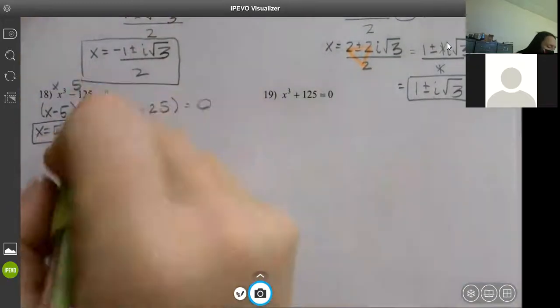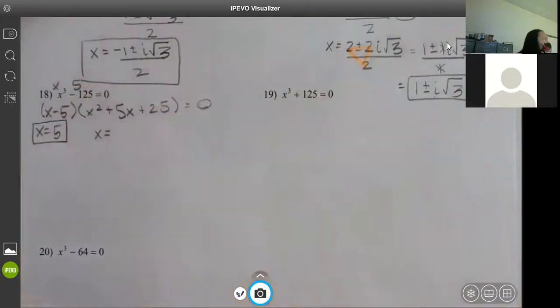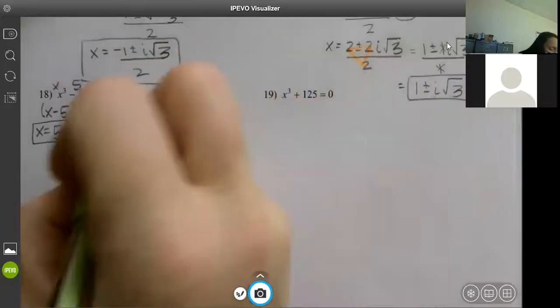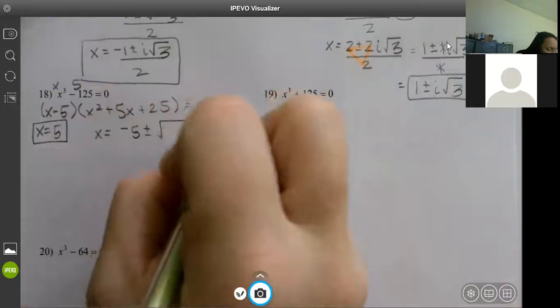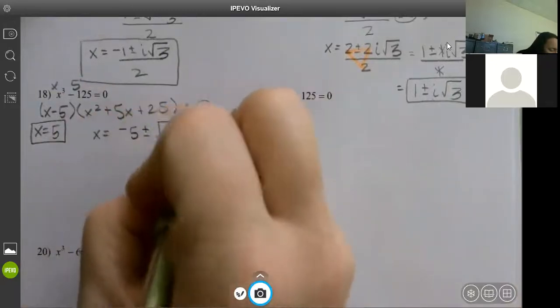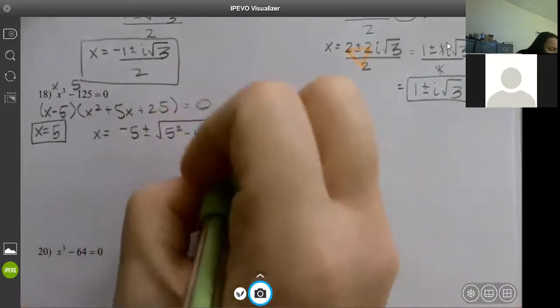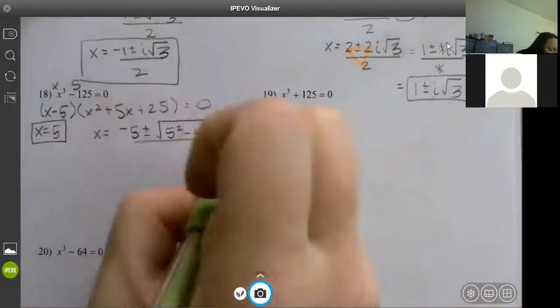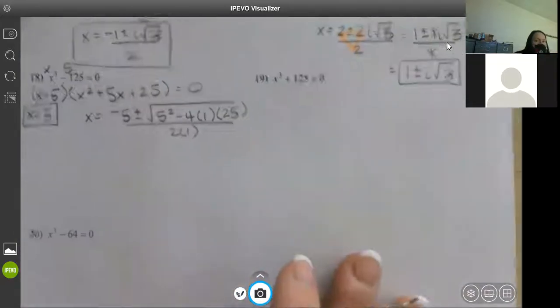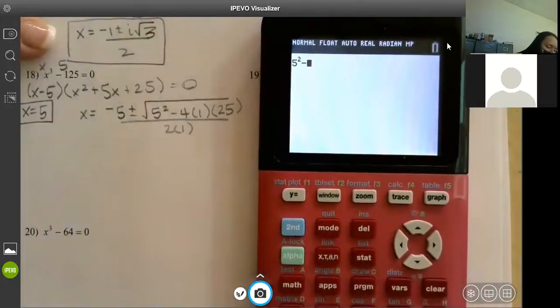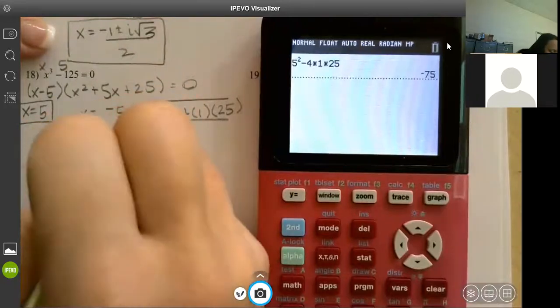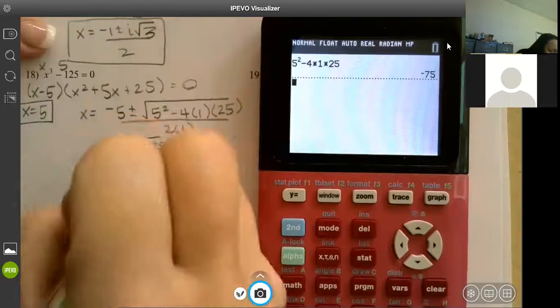Our next two answers take the quadratic formula. Always. Don't try to make crazy numbers. You have to use the quadratic formula. Okay. X equals negative b, which would be negative 5, plus or minus big fat square root, b squared minus 4 times a, a is 1, c is 25, all over 2 times a, a is 1. Underneath the square root, or the radical, we're going to get negative 75 over 2.